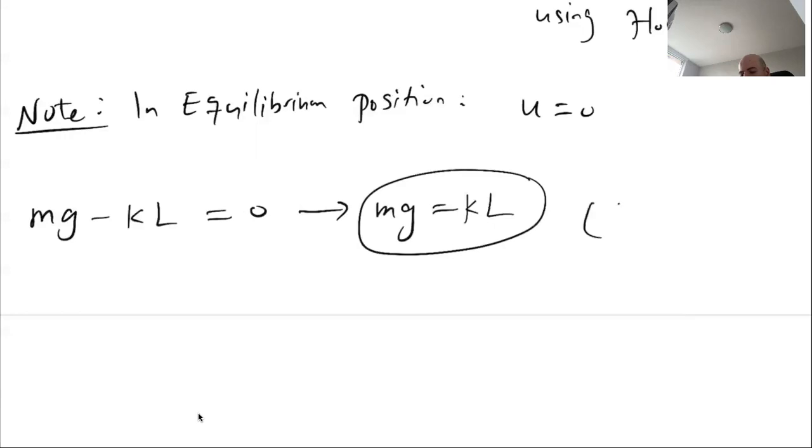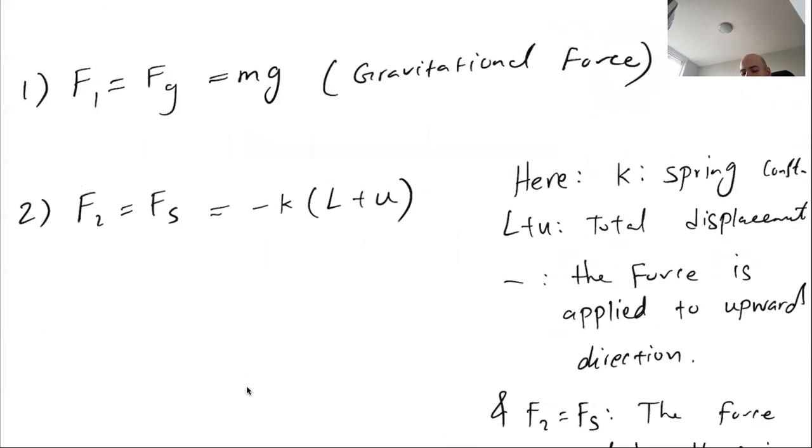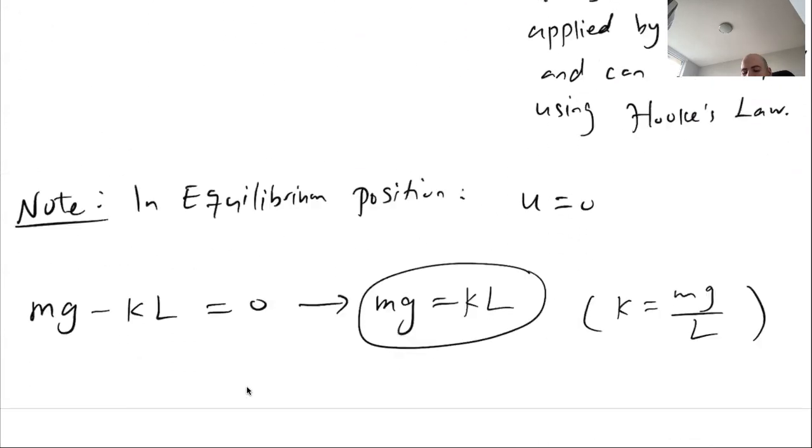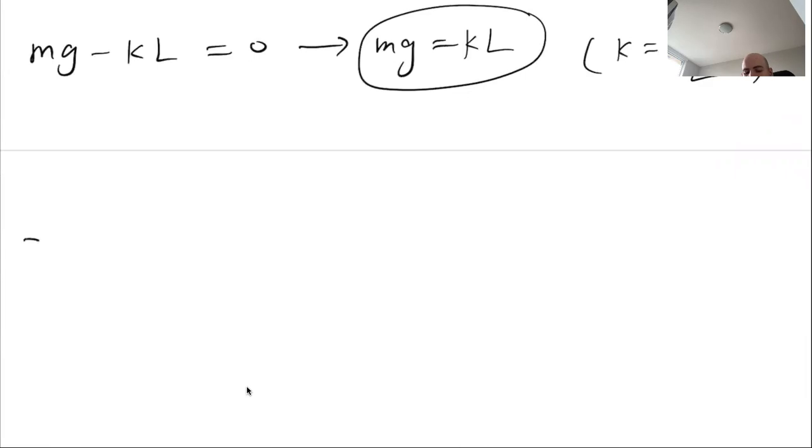Or I can find k as mg over L. The spring constant can be found this way as well. So this is the second type of force that we can have. And now what other type of force can we have? We can also have a damping force.